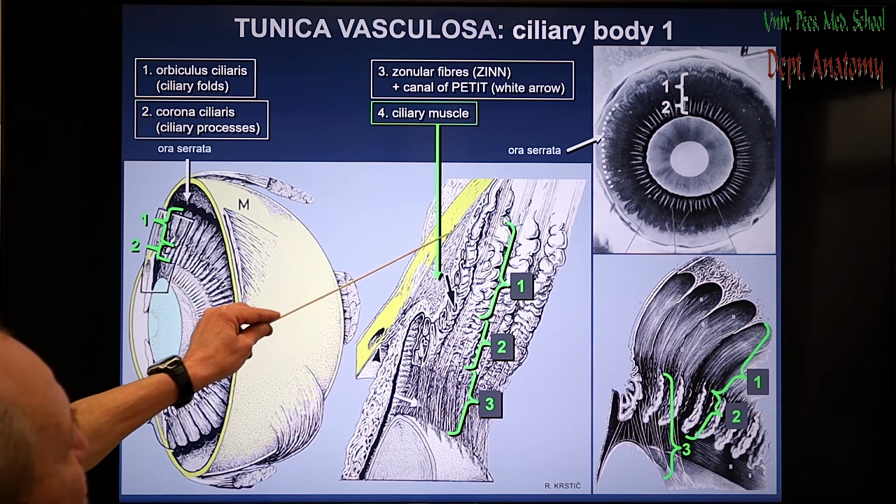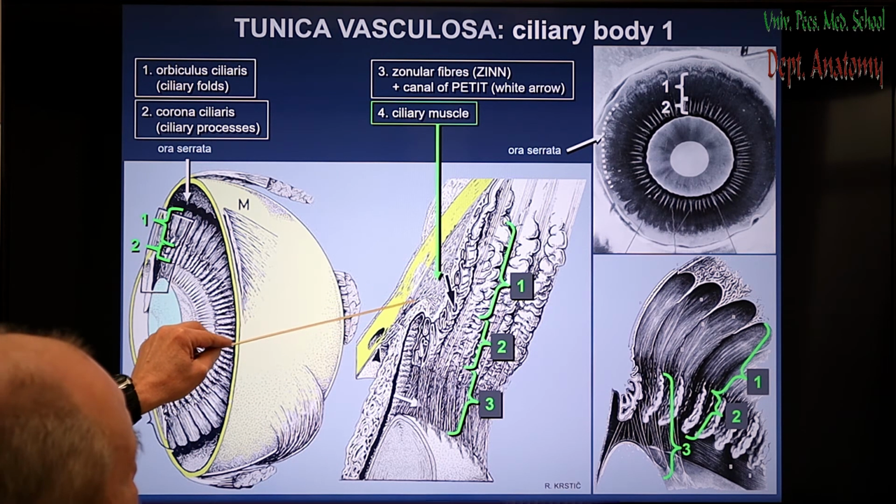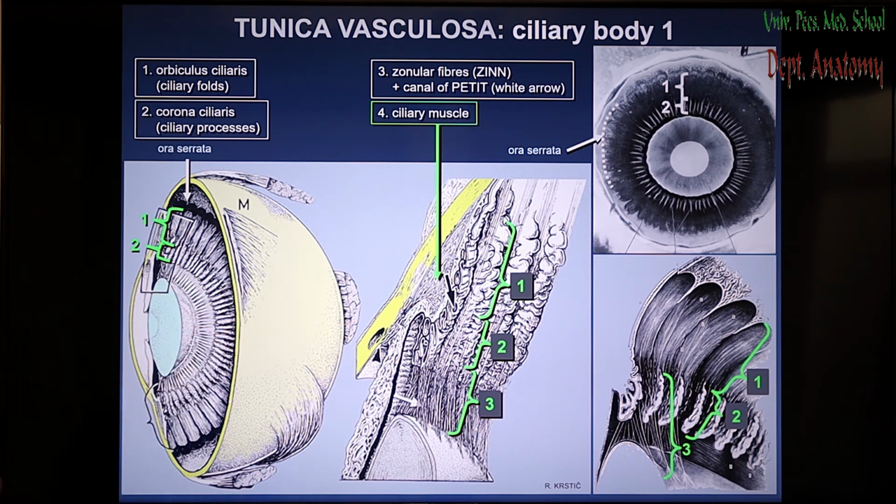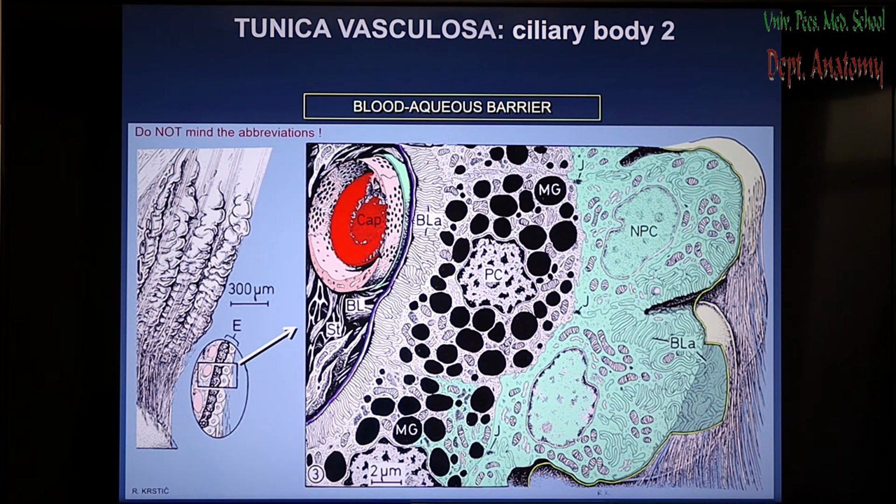The biggest mass of the ciliary body contains the ciliary muscle, and the function of the ciliary muscle is that it can vary the convexity of the lens according to the different accommodation of the lens. The important function of the ciliary processes, so these things we are talking about, enlarged here you can see them, is to produce the fluid into the posterior eye chamber.